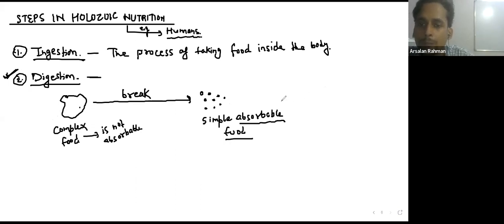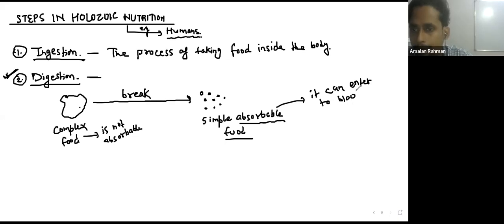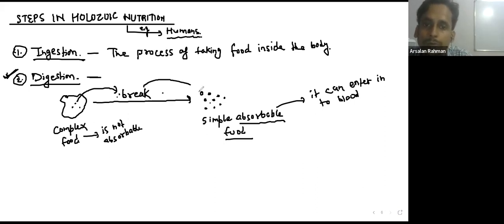What is the meaning of absorbable food? That it can enter into blood. Okay. So can you define the process of digestion? The process by which complex food is broken down into simple food. We can write this now. Yes or no?